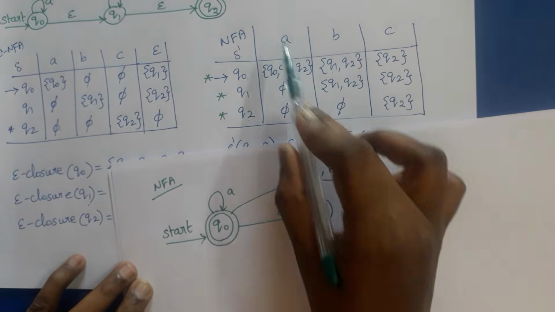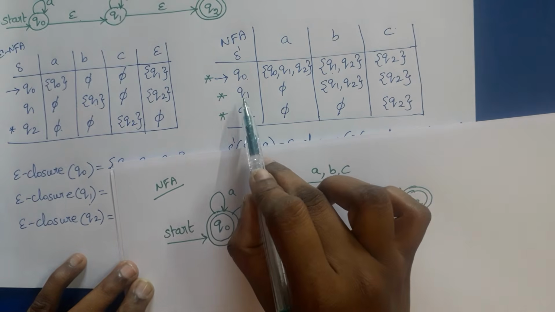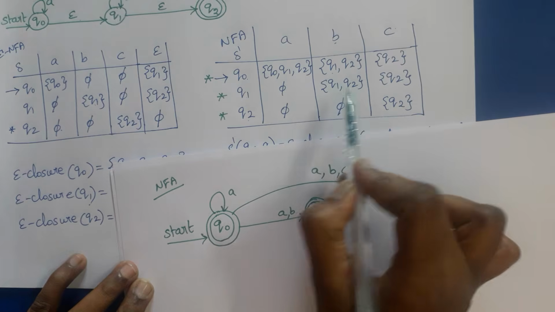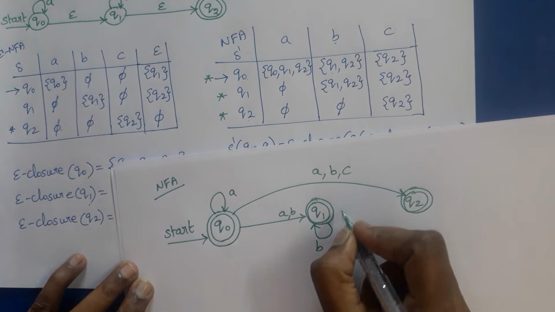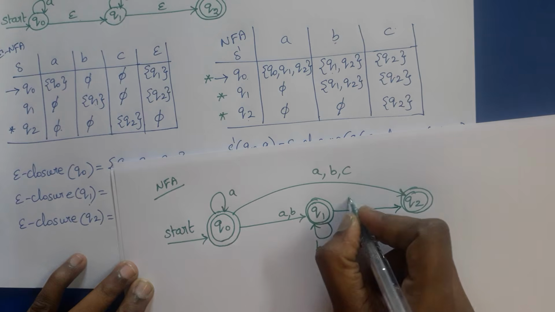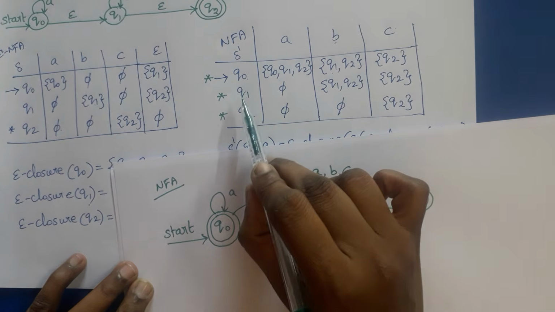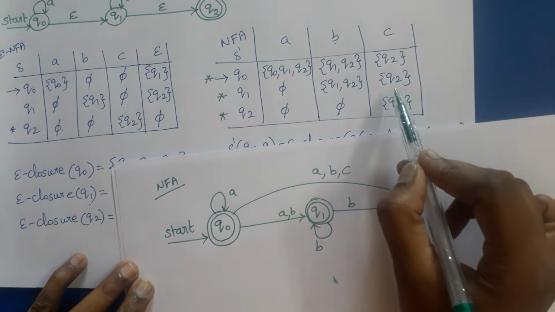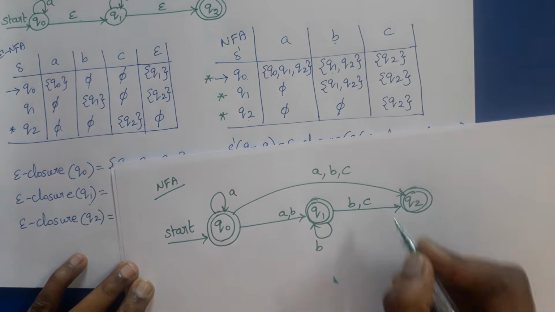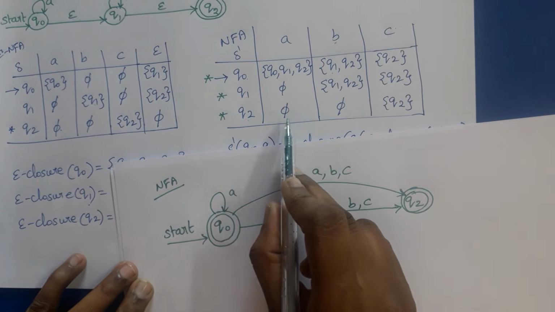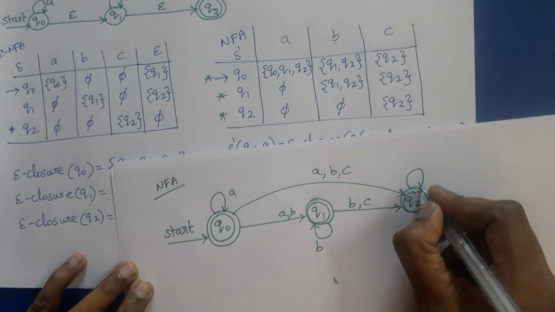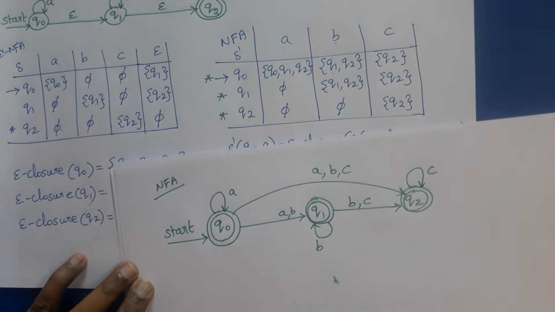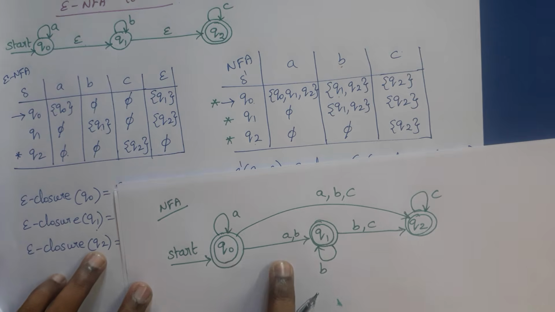Then from Q1, there is no transition on A. B goes to Q1 as well as Q2. Then from Q1, C goes to Q2. Then from Q2, no A and no B. C goes to Q2. So this is an equivalent NFA for the given epsilon NFA. Thank you.